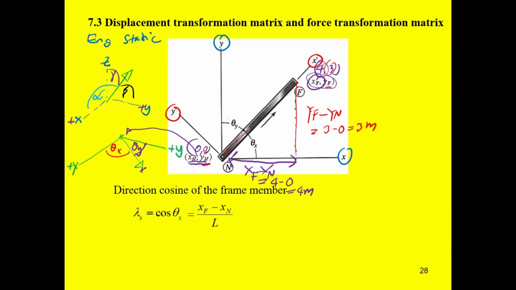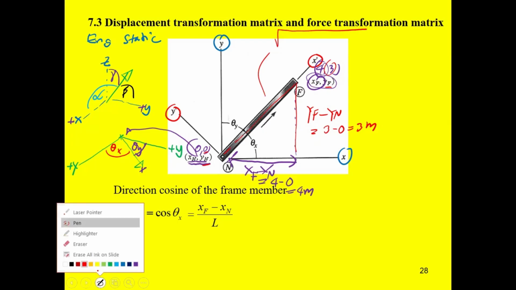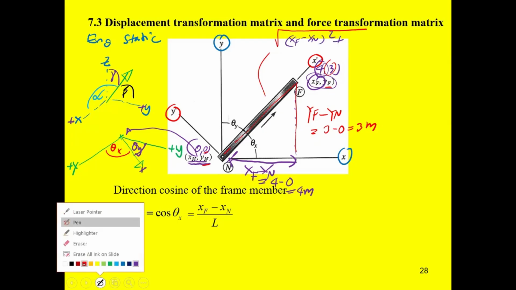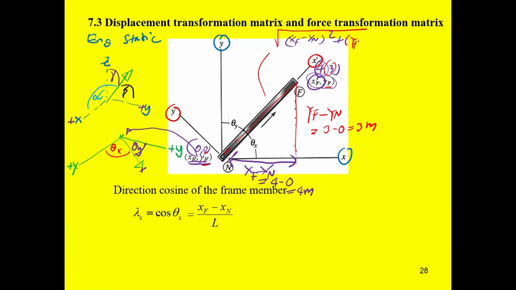Now, the length of this one is going to be the square root of what? x sub f minus x sub n squared plus y sub f minus y sub n squared. It's going to be the square root of 4 squared plus 3 squared. This is going to be the square root of 25, and that's going to be 5 meter.